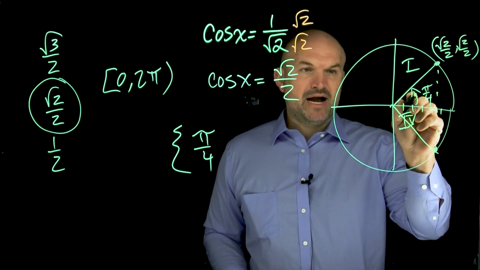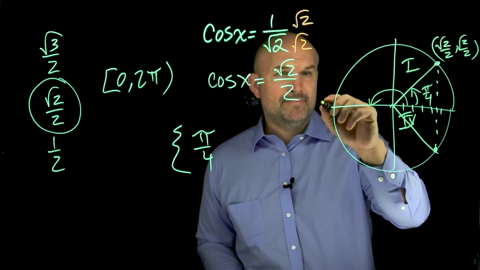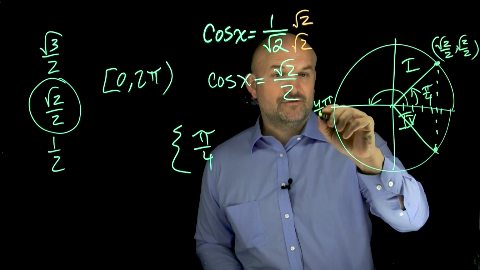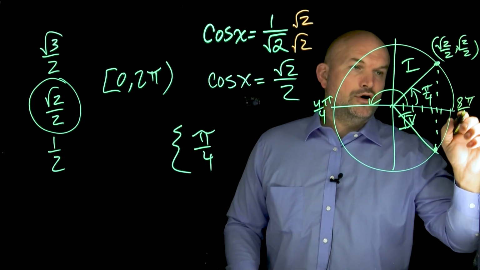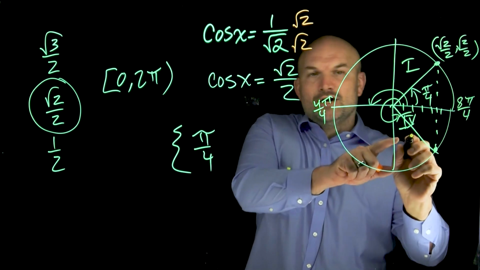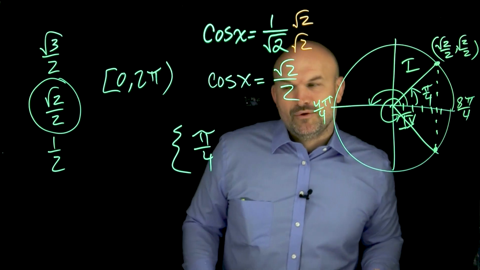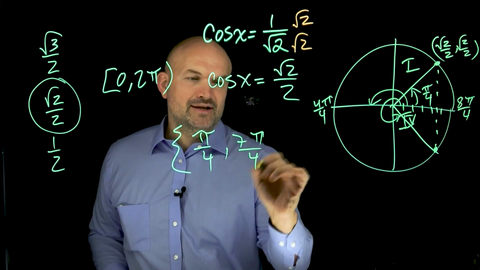Well, if we know this is pi over 4, we know halfway around a circle is going to be pi, or 4 pi over 4. Then we know all the way around the circle is going to be 8 pi over 4. Now notice, this angle here is just pi over 4 short of 8 pi over 4. So therefore, our final answer in this case is going to be 7 pi over 4.